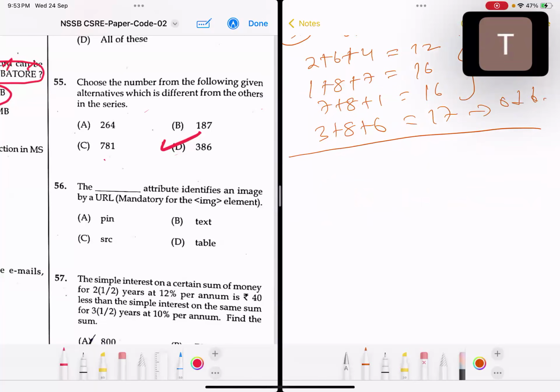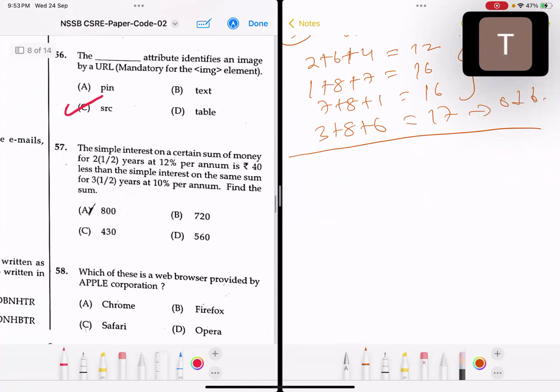Now let's come to question number 56. The touch attribute identifies an image by URL. So this is something related to the internet, and it's a direct question. It is SRC attribute, okay?